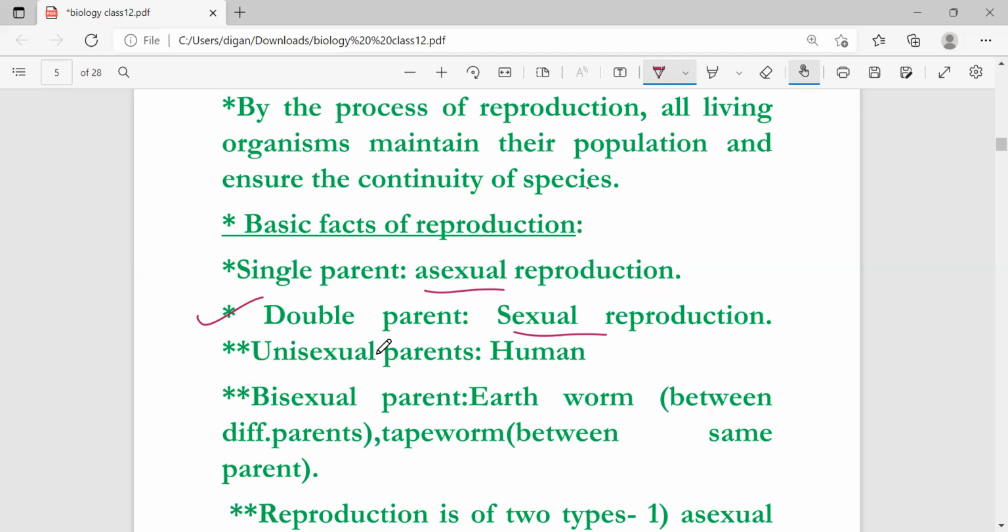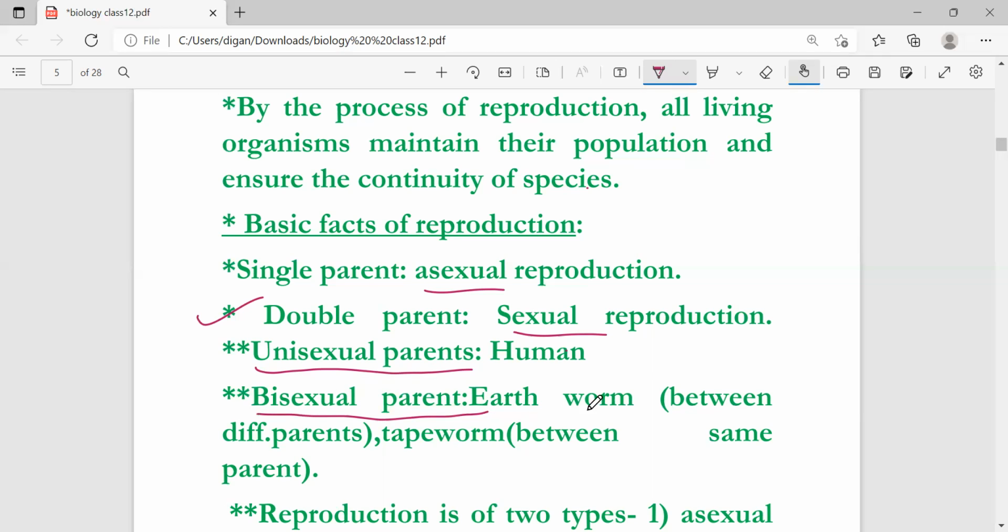And again, under sexual reproduction, there are two types: unisexual parents or bisexual parents. So what do unisexual parents mean? Unisexual parents means sexual reproduction where one parent has only one type of sex. Suppose in human beings, there is one male and another female, and then after reproduction the offspring is produced. And what do bisexual parents mean? Bisexual parents means that in this type of organism, in the same parent, both male organ and female organ are present. That type of parent is called a bisexual parent.